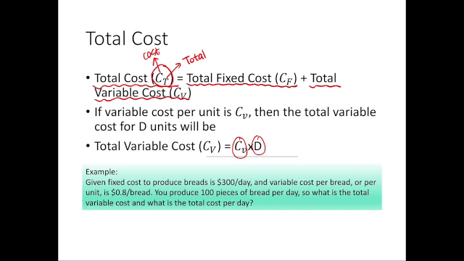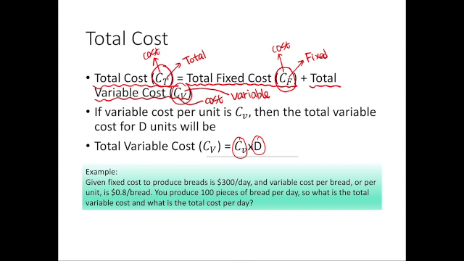And the total fixed cost is written as CF. C is cost and F is fixed. So CF, whenever I write CF, you should know that's the total fixed cost. And total variable cost is written as CV. C is cost and V is variable. Okay, so this is the first function.